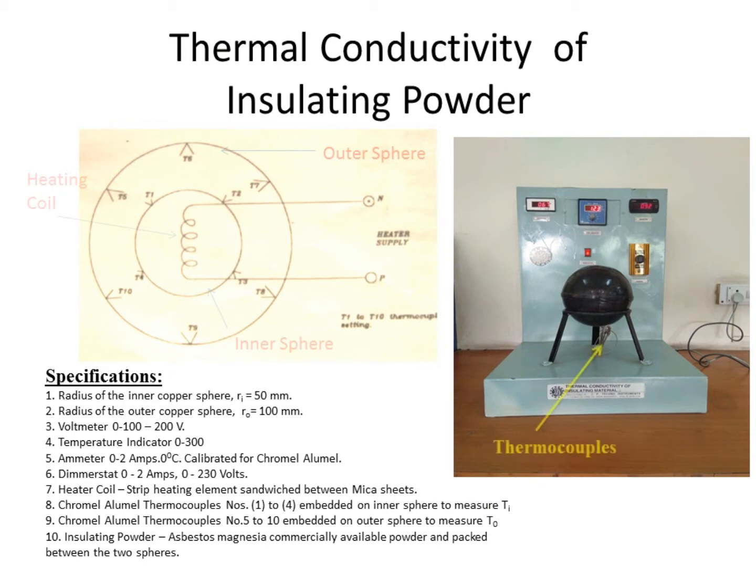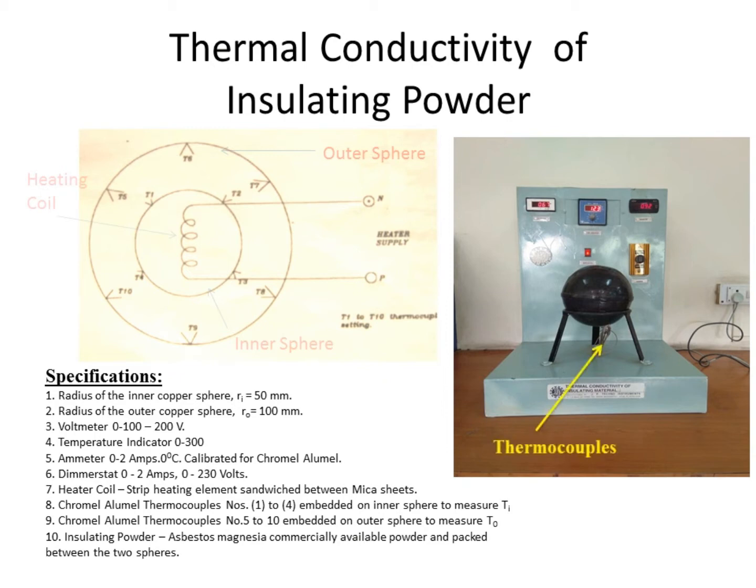We assume the insulating powder as an isotropic material and the value of thermal conductivity to be constant. The apparatus assumes one-dimensional radial heat conduction across the powder, and thermal conductivity can be determined.